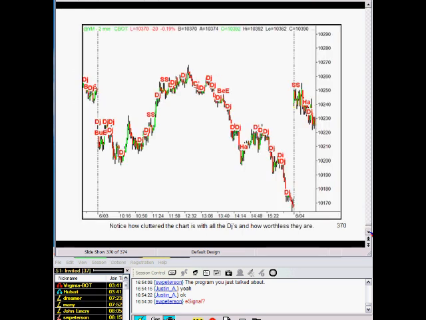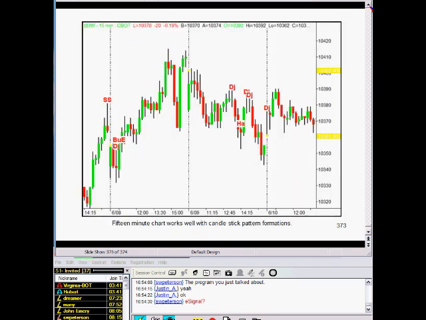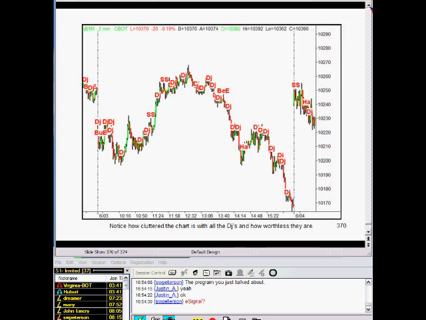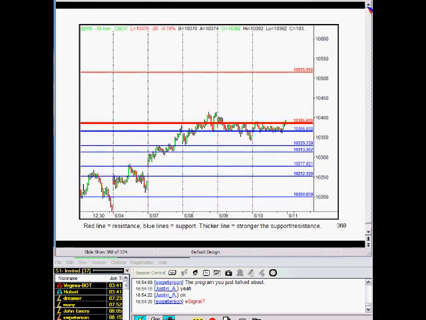Candlesticks and stuff like that, I'm going to hold over until tomorrow. It's pretty simple stuff, but we've got a couple of ways of recognizing them, as opposed to having to take 4 different courses on candlesticks and stuff like that. So I'll turn it back over to John. Anybody else got any questions?